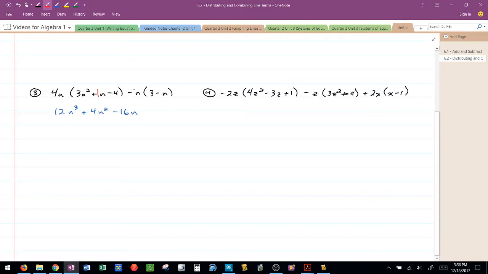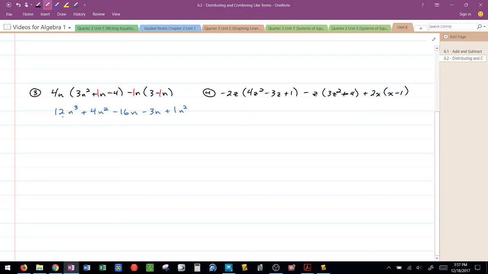I'm now going to distribute a negative n or negative 1n. Put some 1's in front of those naked variables. And that gives me negative 3n plus 1n squared. And again, remember, we add the powers when we multiply.